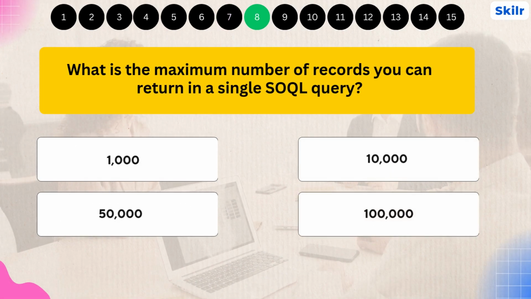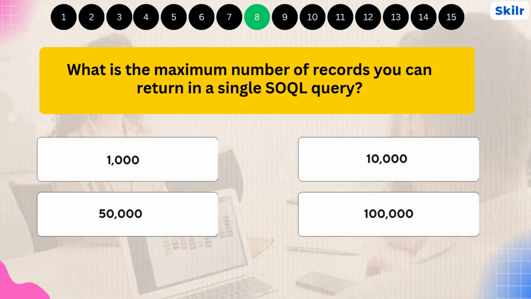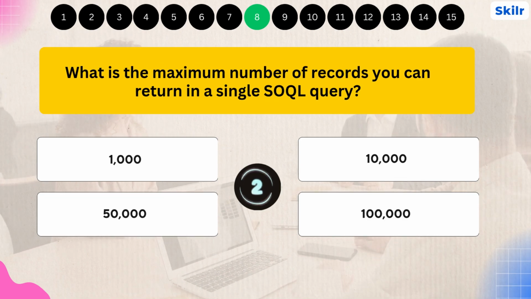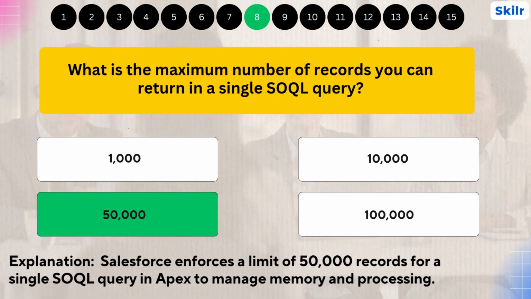Question 8. What is the maximum number of records you can return in a single SOQL query? The correct answer is 50,000. Salesforce enforces a limit of 50,000 records for a single SOQL query in Apex to manage memory and processing.